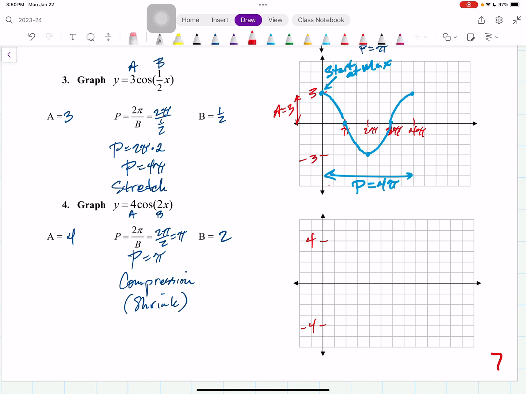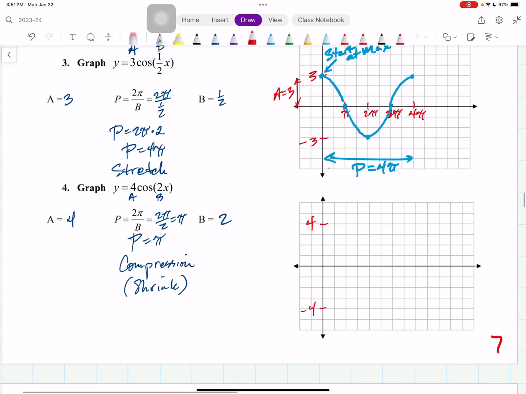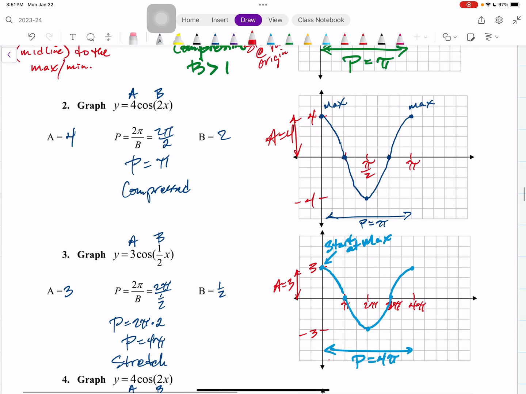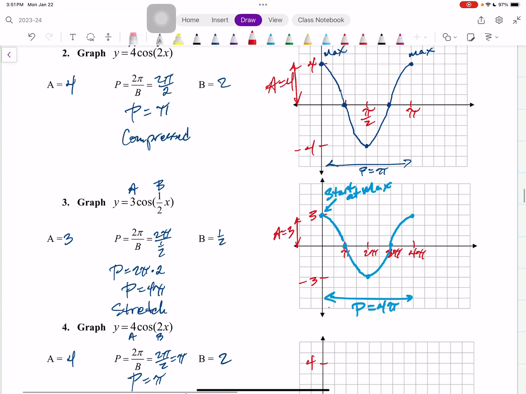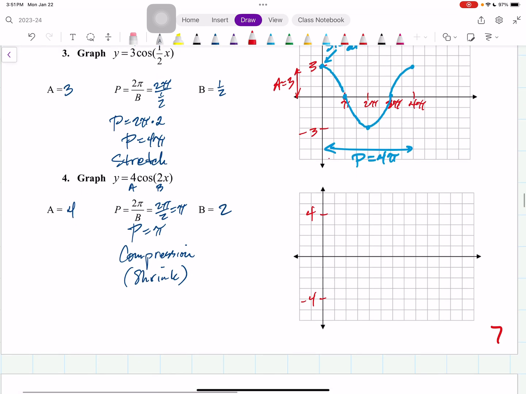Let's see here. Maybe I forgot to change that function. That's too bad. I was hoping to change the function, but it's okay. I'm going to continue here. 4 cosine of 2x. Oh, you know what? That is the same as number 2. I got to change this. I'm going to change that right now, so just get out your eraser here. This is a repeat here.